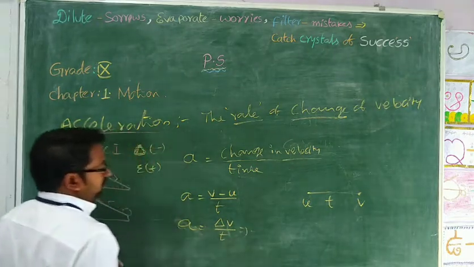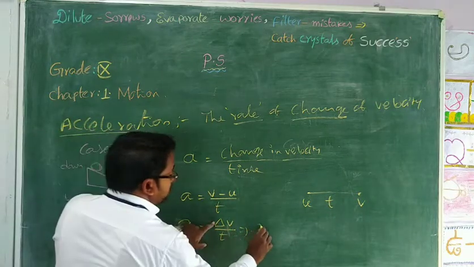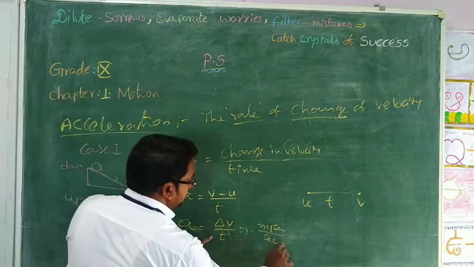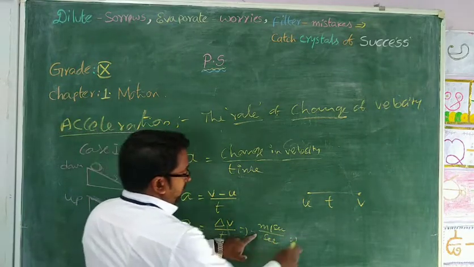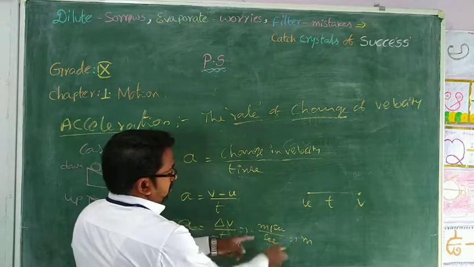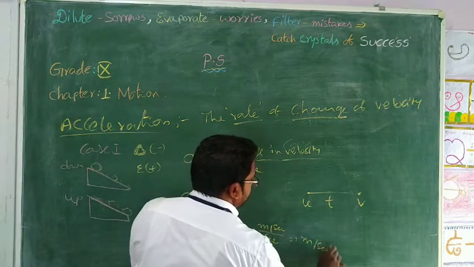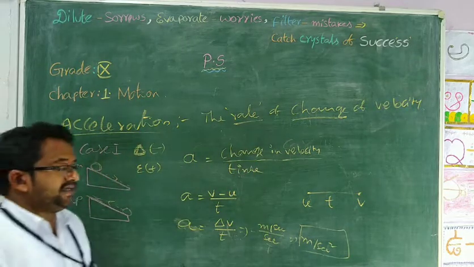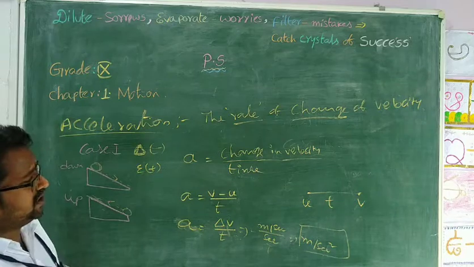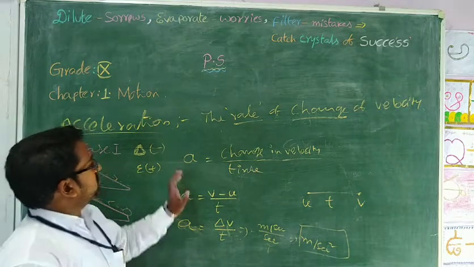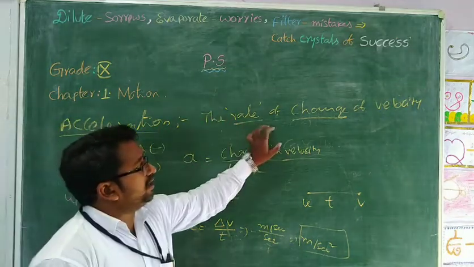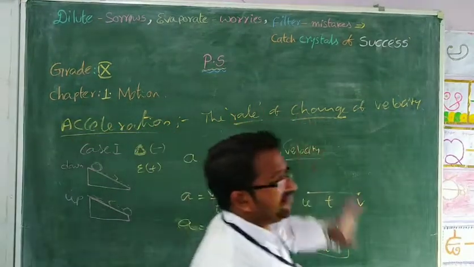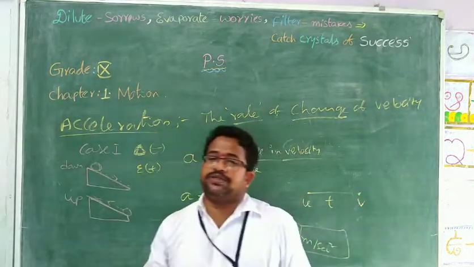Then you will write the units now. What are the units of velocity? Meters per second, whole divided by the time unit, second. Meters per second, whole by second. Then meter per second square will be the units of acceleration. There are different types of accelerations also. Let us see once again what is acceleration. The rate of change of velocity. Where there is some change in the velocity, certainly acceleration will be there.